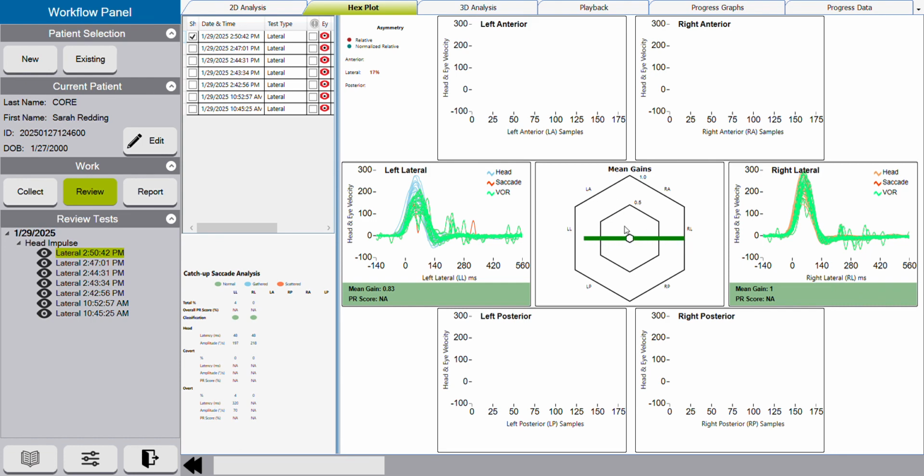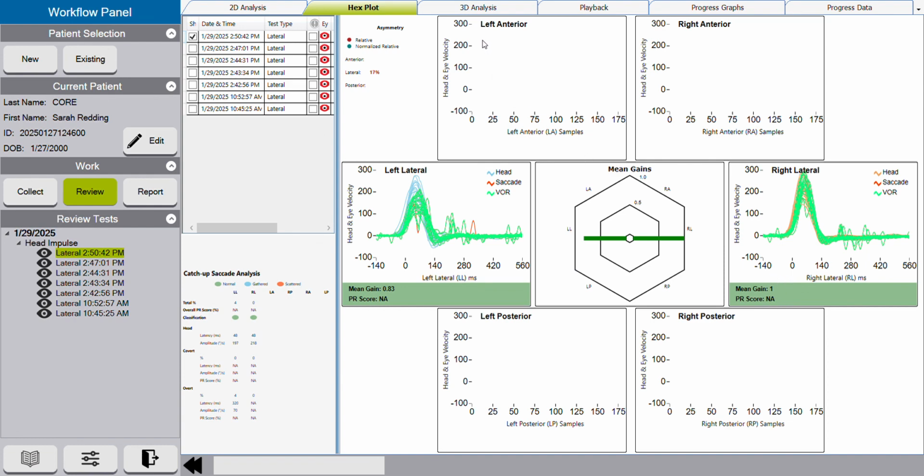This will be really good to look at once we have more tracings, like your RALP and your LARP tracings as well. So it's showing really similar information. We even see the mean gain down here is 0.83 on the left, and if I scoot over to the right, the mean gain is 1, which is, again, beautiful and perfect.